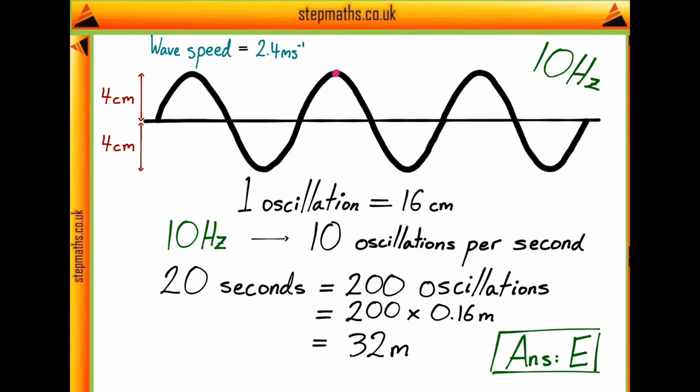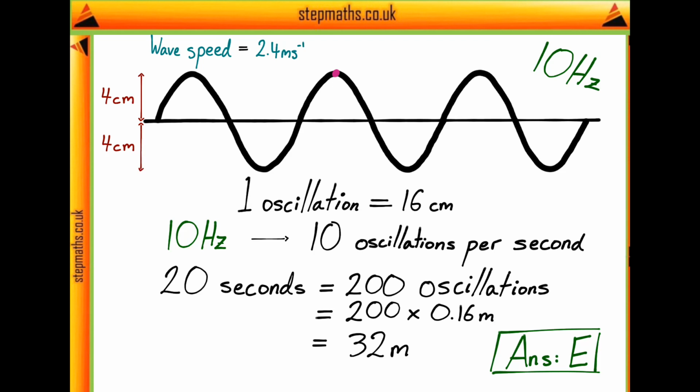It's worth mentioning at this point that our answer did at no point require the wave speed of 2.4 metres per second. This is because the wave speed is perpendicular to the motion of our particle, so it doesn't affect how far the particle is going to move.